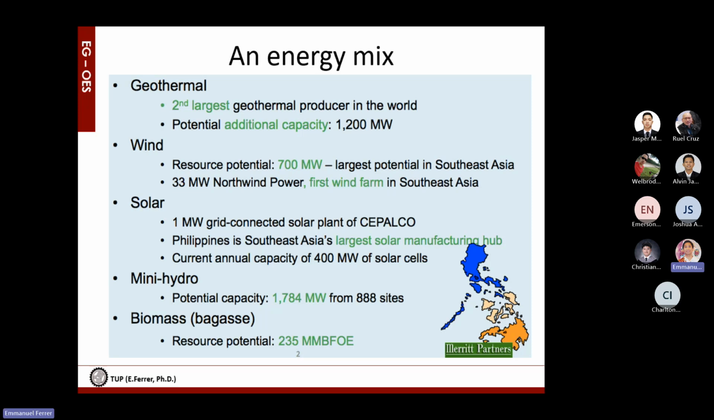For solar, this is a bit different, we have a 1 megawatt grid-protected solar of Cepalco. There are larger ones there. Cepalco is, what's the name, is it a cooperative? It operates in Cagayan de Oro. Cagayan de Oro, that's Cepalco.